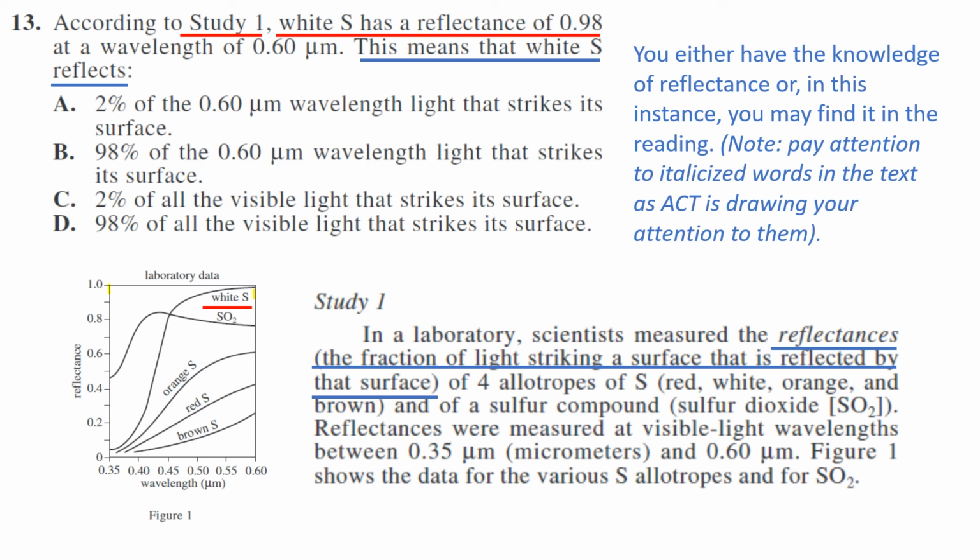This is actually a pretty common vocabulary term that you'll see come up in ACT science fairly often, not every test, maybe once every 3, 4, 5 tests. And sometimes they give you the definition, but more often than not, they do not give you the definition. So you have to know that the reflectance is the amount of light that is reflected away. So 98% at 0.6. Notice choice D says 98%, but that would be of all light. So not all light is at a certain wavelength. So your answer is B.